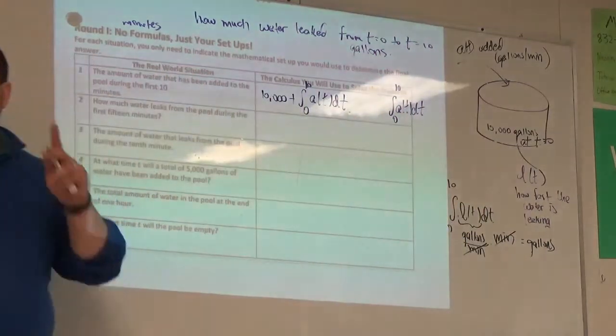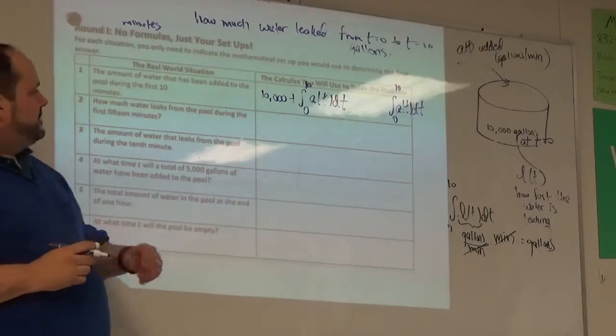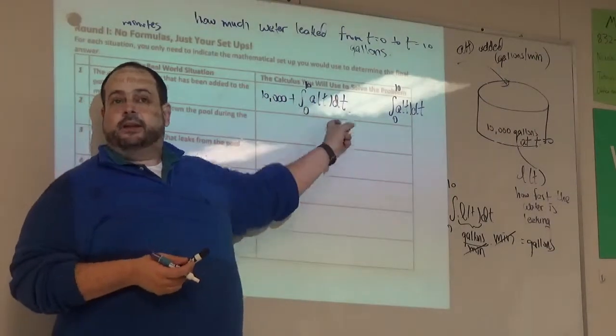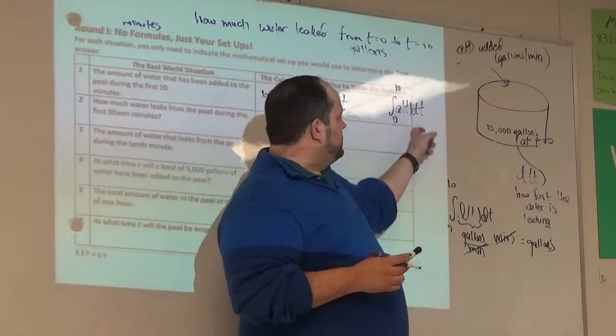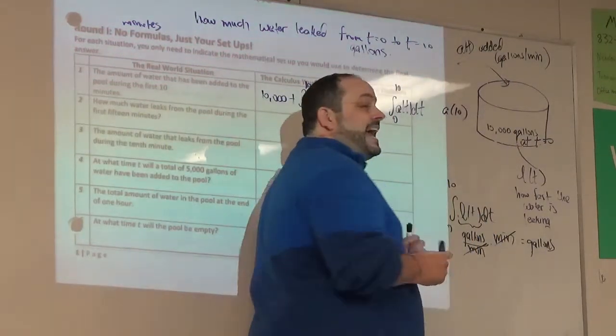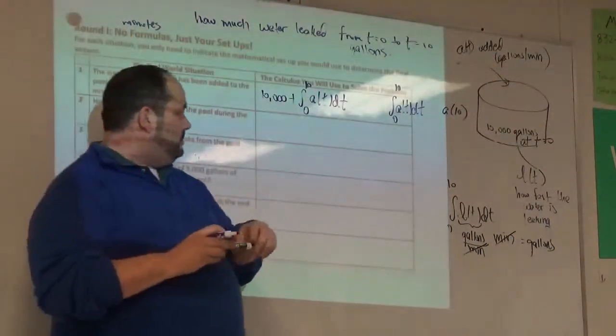All right. Quick show of hands. Number one, the amount of water that has been added to the pool during the first 10 minutes. I walked around, I saw some folks that are saying 10,000 plus the definite integral from 0 to 10 A(t) dt. I've seen definite integral from 0 to 10 A(t) dt. And the last class, I saw some folks that had A of 10. Okay, hold on, we're not going to laugh at them.